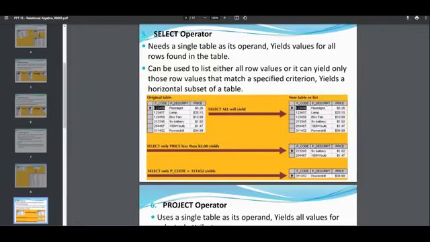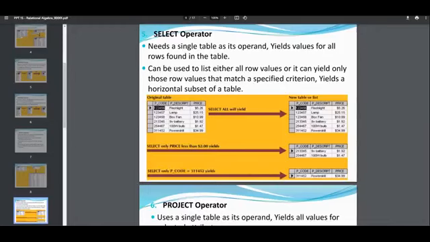Okay, here you can see select operator, the way that select operator works. So select all will lead this way, then select only price less than 2 yields this one. Then you can see the way these commands can be handled. Select p card equal to 31145 yields this.